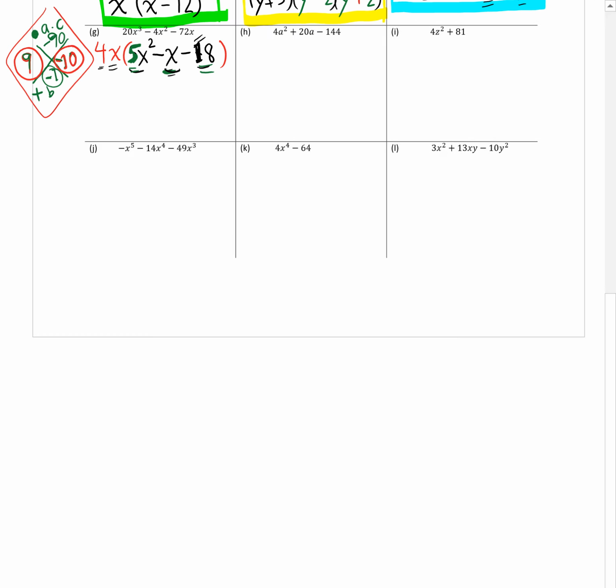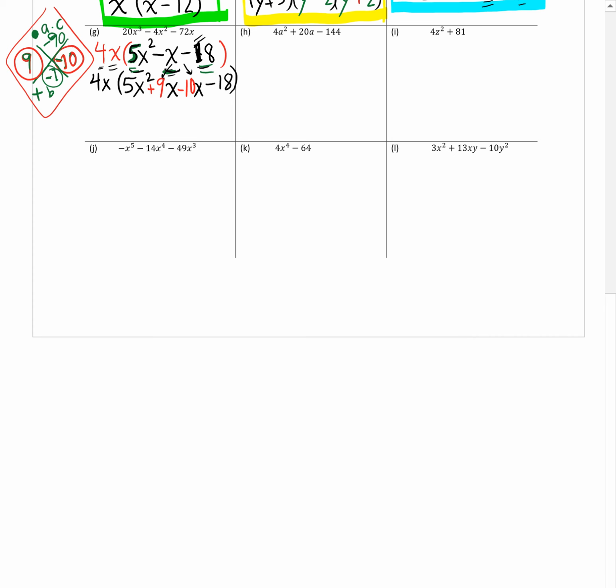Alright, this looks good. I'm going to try to remember to keep the 4x outside, not lose it, even though I'm not really doing anything with it right now. The next step, if you remember, is you want to rewrite the first term, 5x squared, exactly the same. The negative 18 at the end, exactly the same. But the x in the middle, you want to split it up into 2 terms, each of them with an x variable, but their coefficients are these new numbers you found, the 9 and then the minus 10.